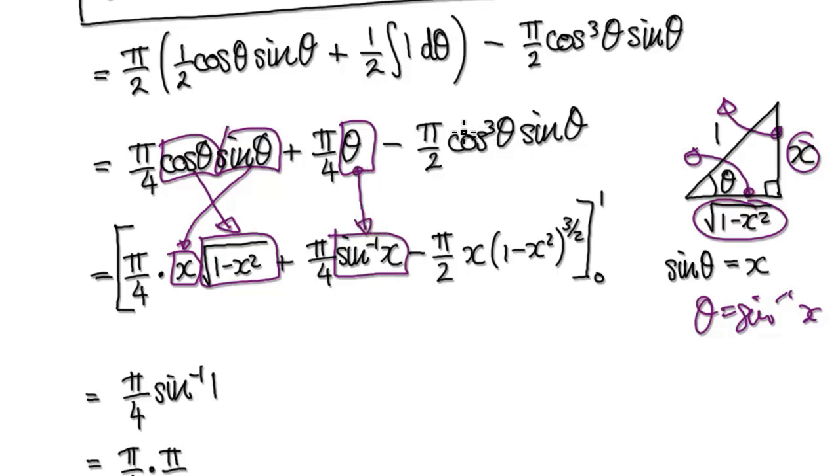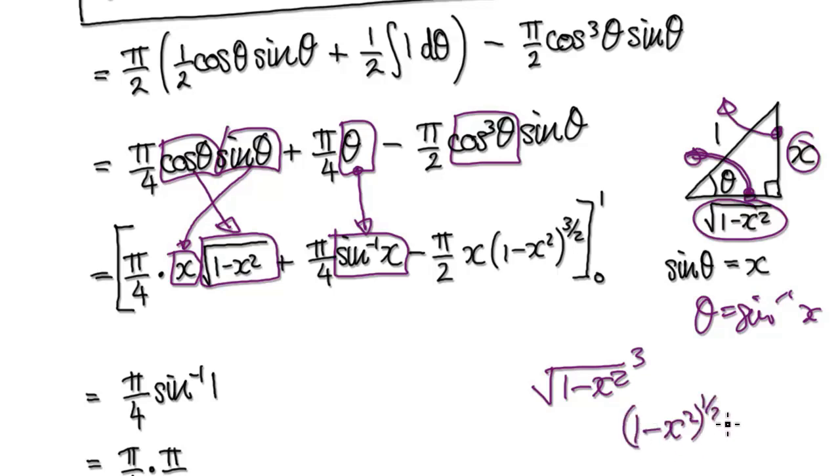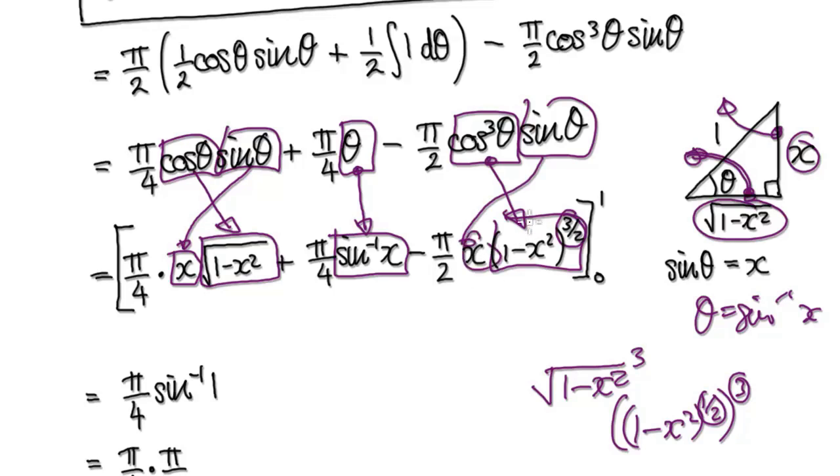And then cos to the power of 3. Cos theta is square root of 1 minus x squared, to the power of 3. Square root is to the power of a half, and then you cube it. So it would be this times this, which would be 3 over 2. So this block becomes this, and then sine theta is x. And then now evaluate everything.